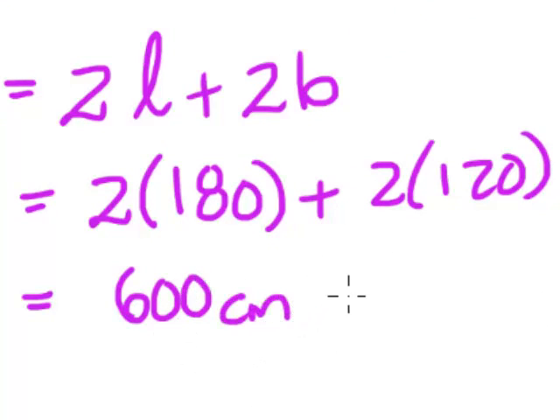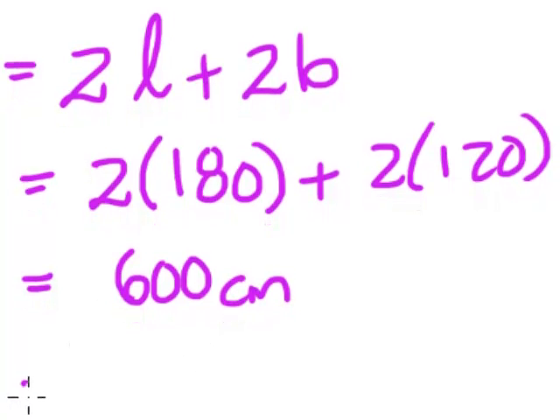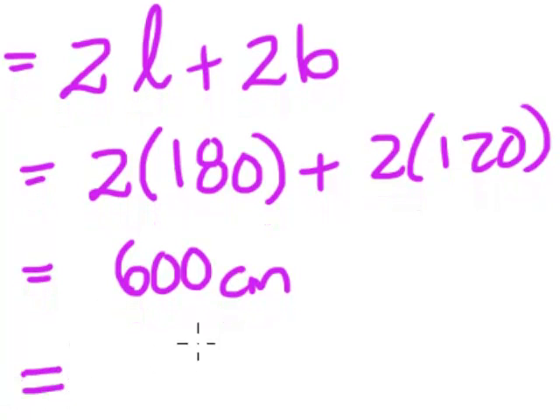Now, it's also a good place where they could have asked you a conversion question, and they could have asked what the length of the fencing is in terms of meters. So if we were looking for meters, they could have asked you to go and convert this into meters. If you converted this to meters, it would become 6 meters. Remember, there's 100 centimeters in every 1 meter.